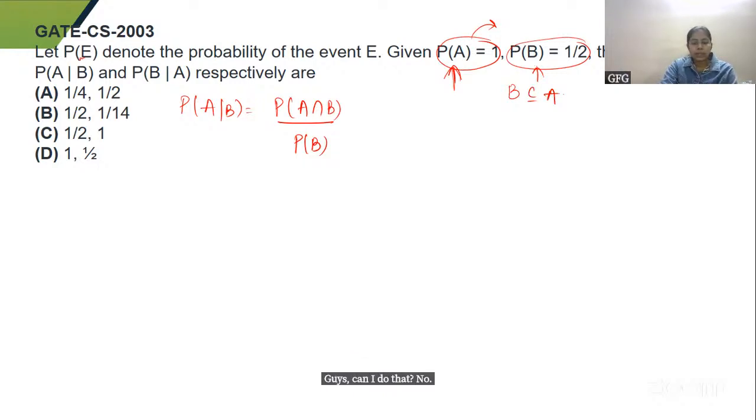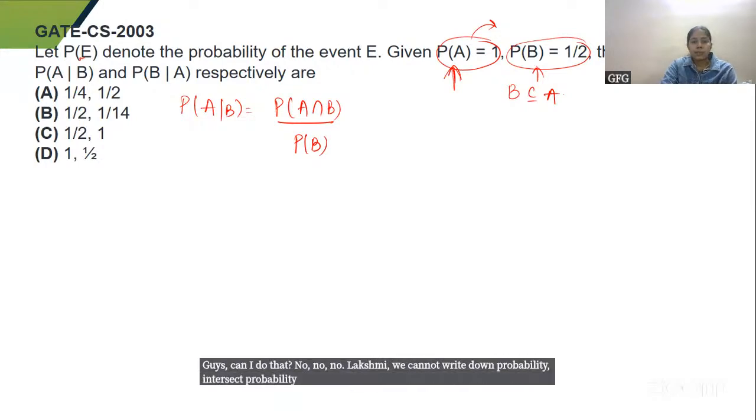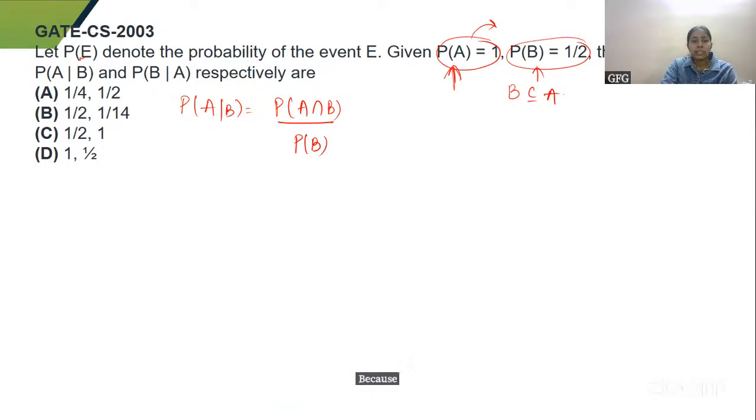No, Lakshmi. We cannot write probability of A intersection B as probability of A into probability of B, because nowhere have they mentioned that A and B are independent events. Nowhere they have mentioned, right?